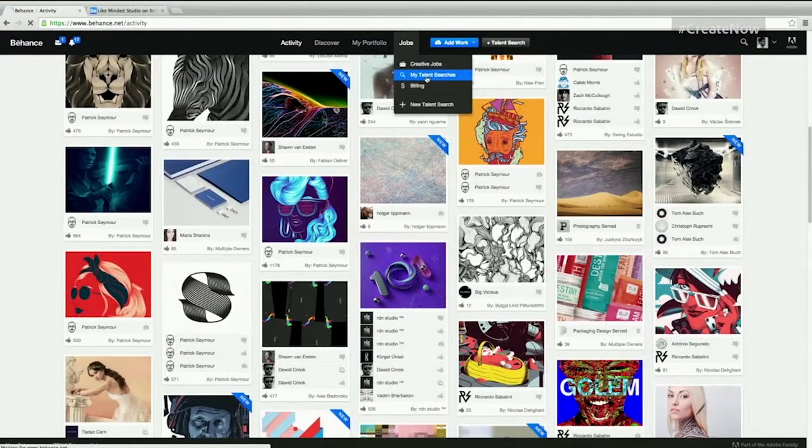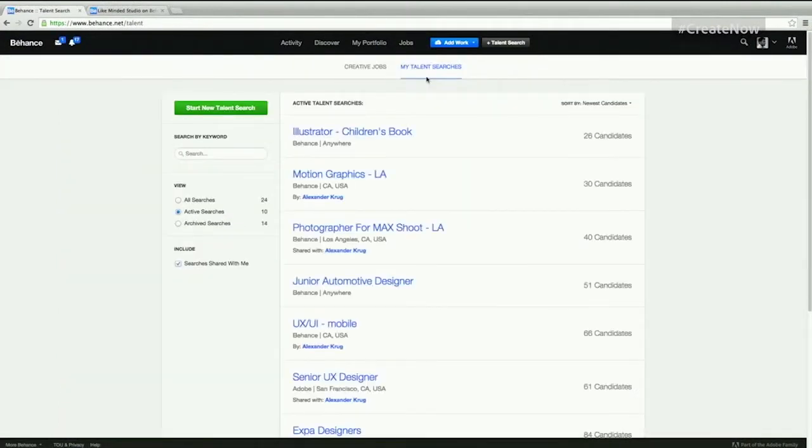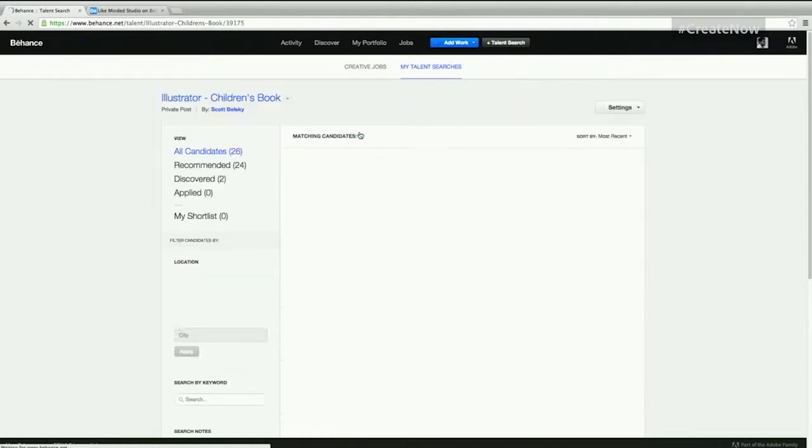And so you'll see here I have my activity feed, which I see every day when I open up my browser. So I'm going to jump into talent searches. And so these are my running talent searches right now. This is the new product that we're launching today. And you can see I'm running a search for a photographer for a Max shoot. I'm running a bunch of fun searches here to test out the product, including one for an illustrator for a children's book I'd love to write someday. So I'm going to jump into that search.